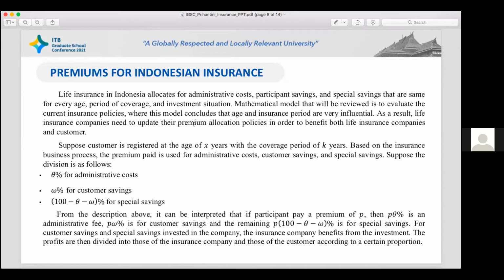So suppose a customer is registered at age X years, with a coverage period of K years. Based on the insurance business process, the premium paid is used for administrative costs, then saving and special saving. Suppose theta percent is administrative cost, omega percent is customer saving, and 100 minus omega percent is special saving. From this description, if the participant pays premium pay, then pay times theta percent is the administrative fee, pay times omega percent is customer saving, and the remaining pay times 100 minus theta minus omega percent is for special saving.